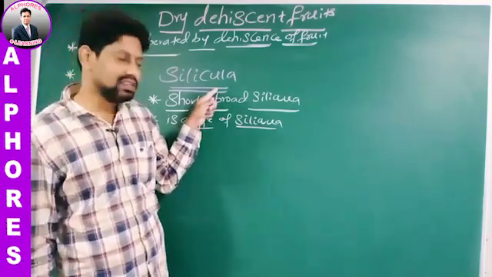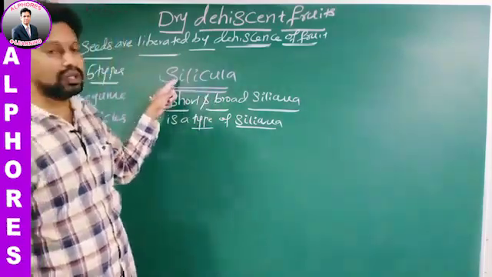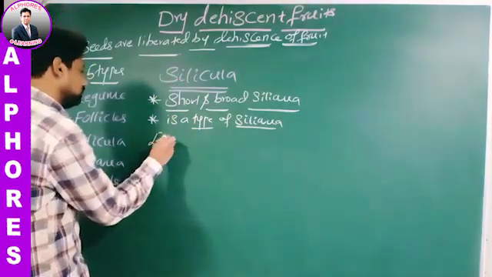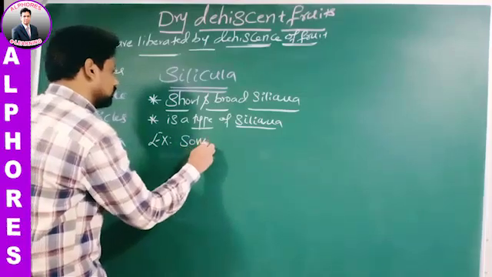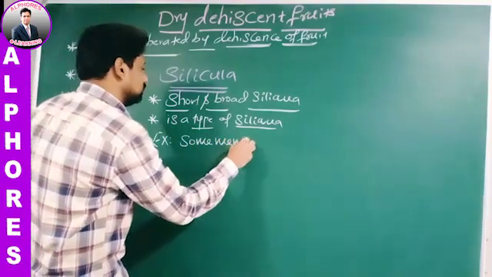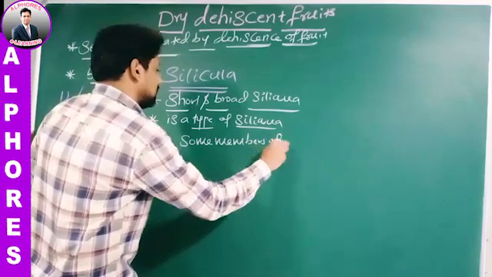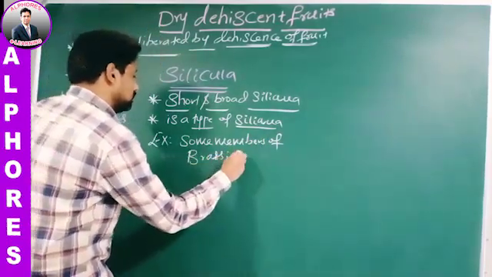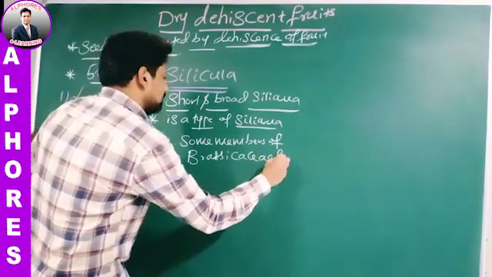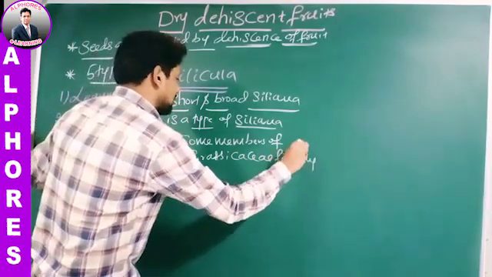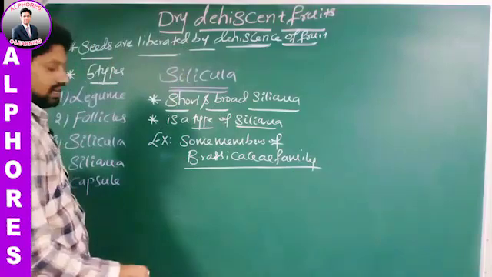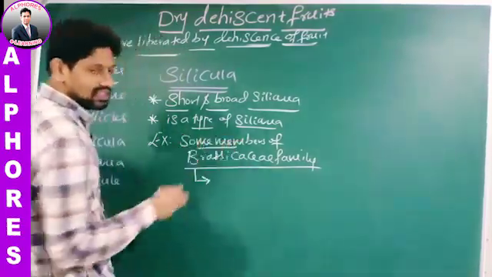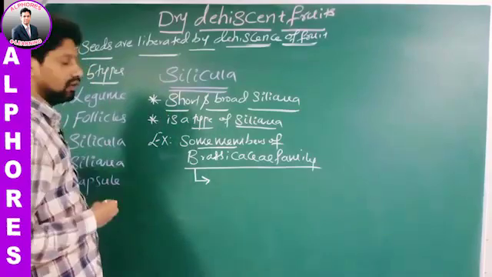Okay, right? Sir, example for silicula, some members of Brassicaceae family. Okay, sir, what are that members, sir? Some members I told, no, of Brassicaceae. What are that members with silicula?